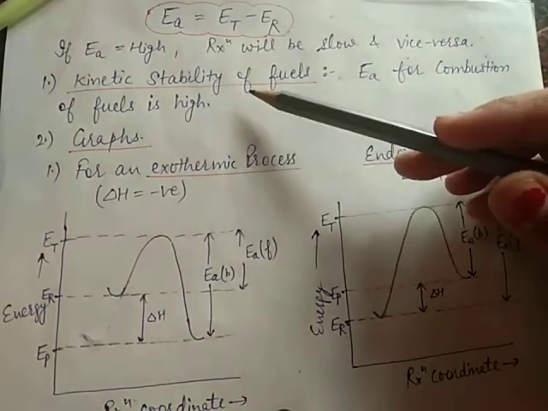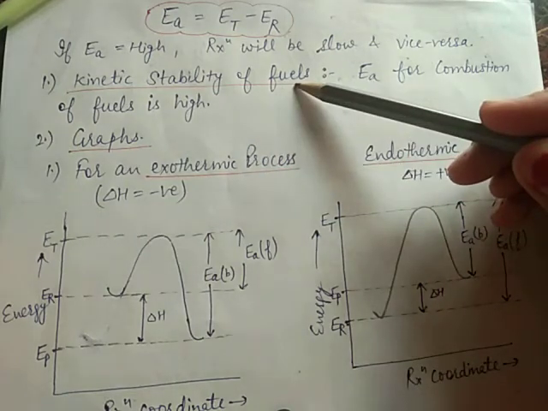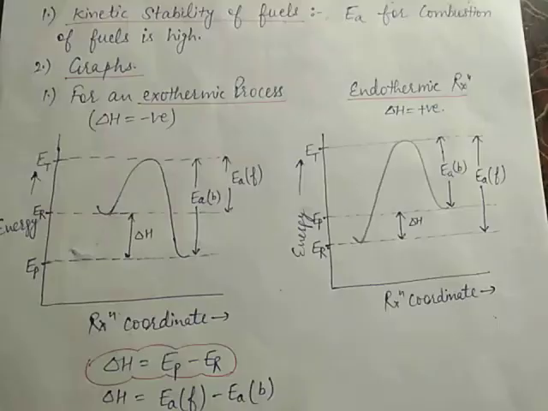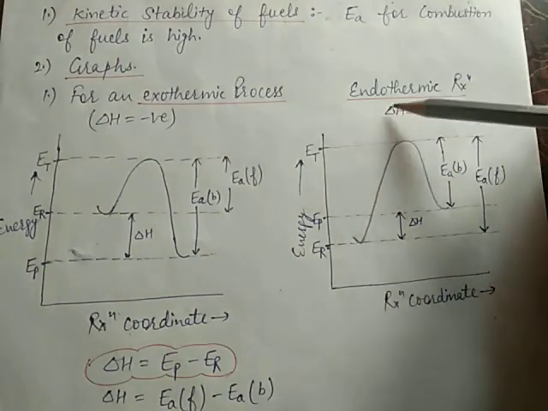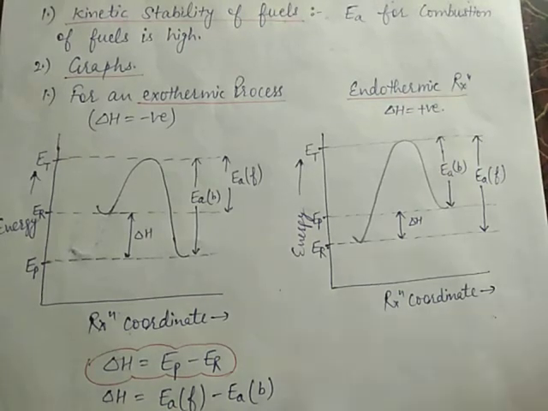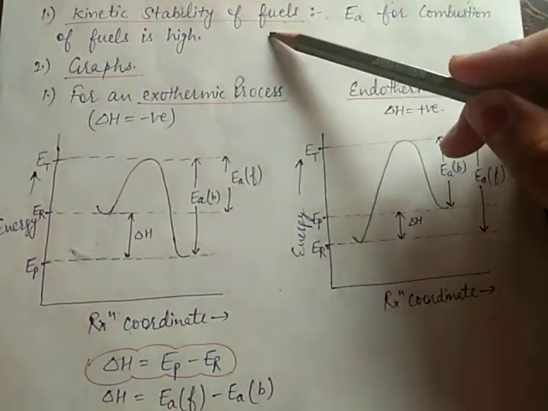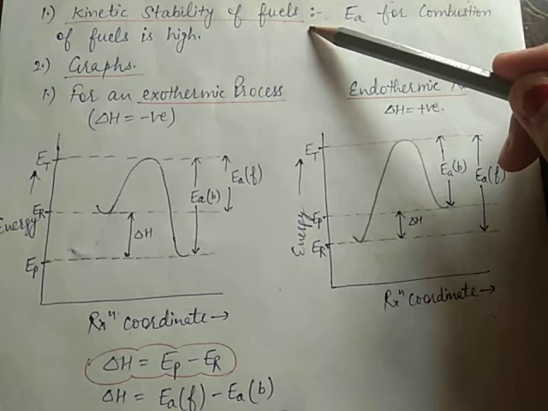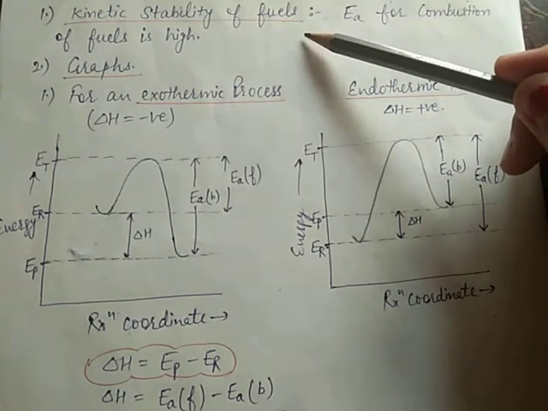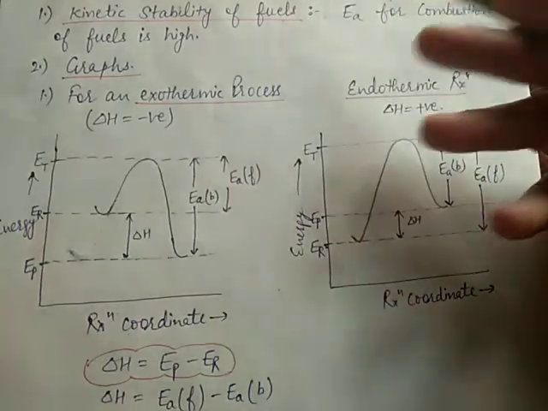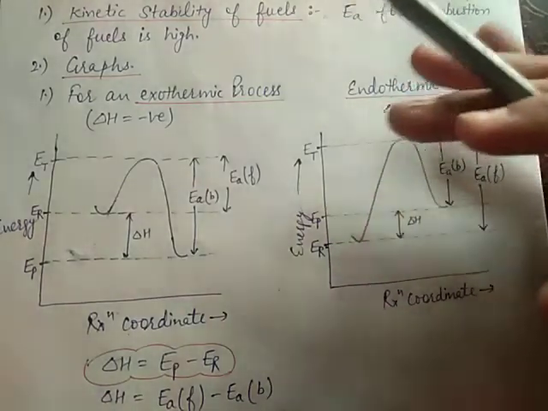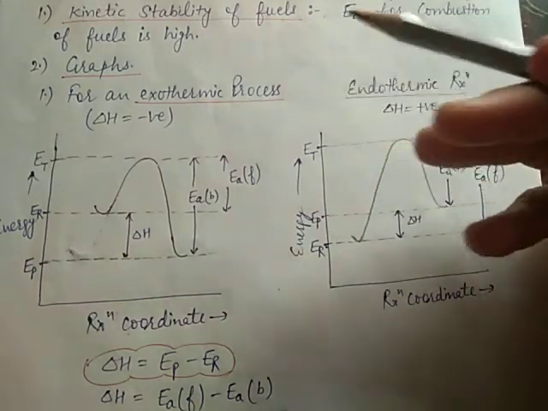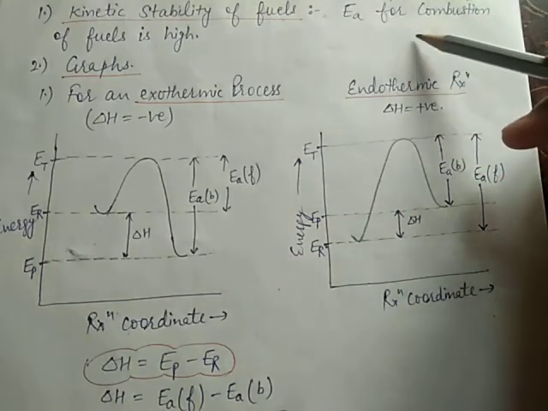It depends on two factors: kinetic stability of fuels, and second is graph, which depends on exothermic process and endothermic process. So first, the kinetic stability of fuels. The combustion of fuel is a very highly exothermic reaction. Still the fuel does not start burning on its own, even if it is kept in air or oxygen for a long time. This is because the activation energy for the combustion of fuel is very high.